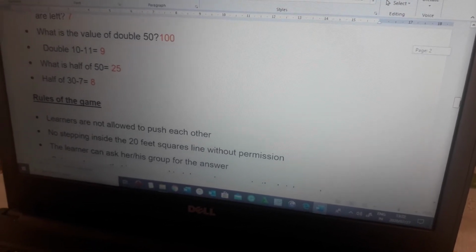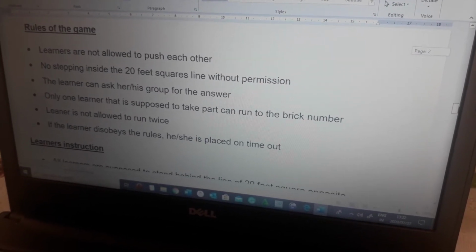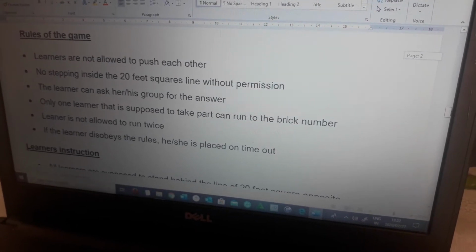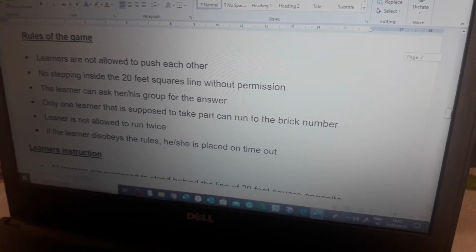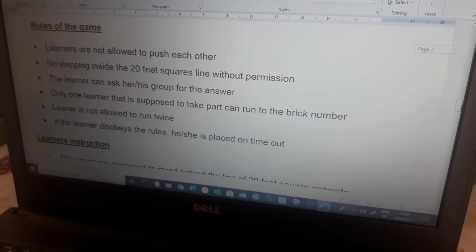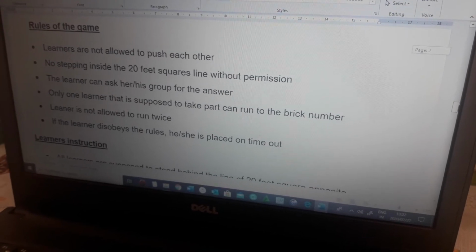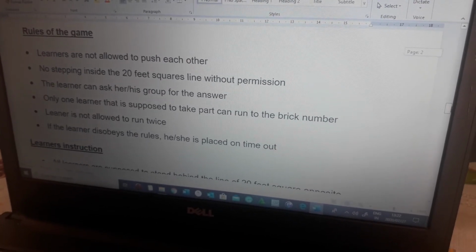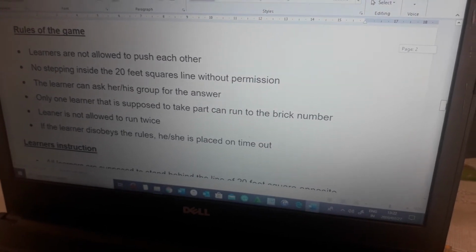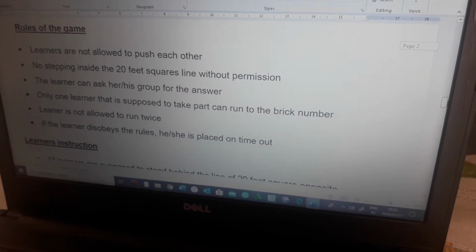Answer is 8. Rules of the game. Learners are not allowed to push each other. No stepping inside the 20 feet square line without permission. The learner can ask his or her group for the answer. Only one learner that is supposed to take part can run to the brick number. Learner is not allowed to run twice. If the learner disobeys the rules, he or she is placed on timeout.